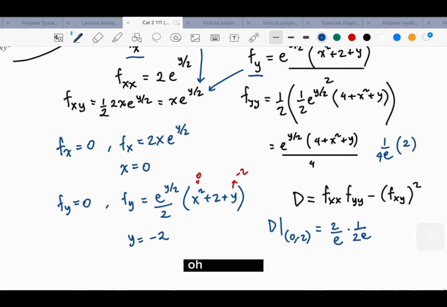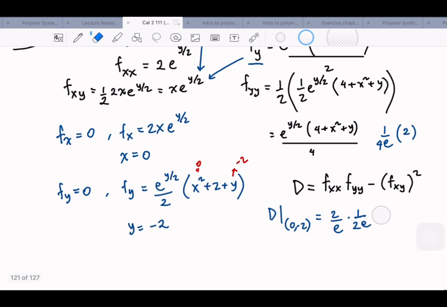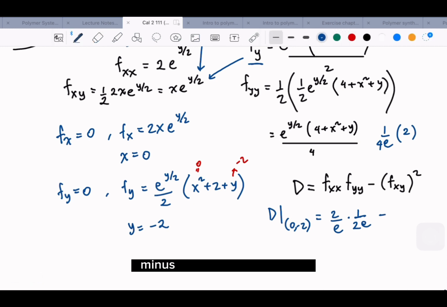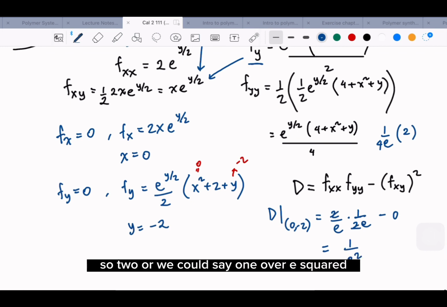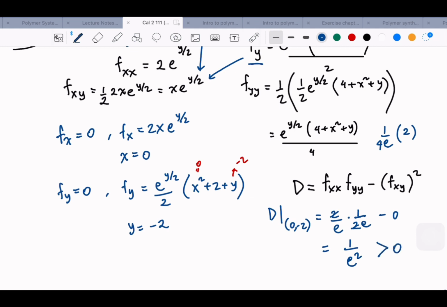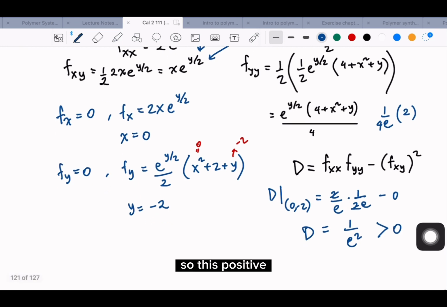Okay. Oh, the y here is negative. Okay, yeah, correct. And then minus the partial xy, which is 0, right? So it is 1 over e squared. This is supposed to be a positive number, right? So we can say that D is positive.